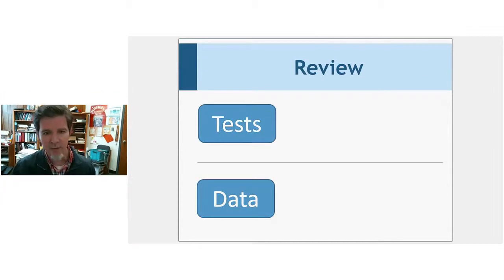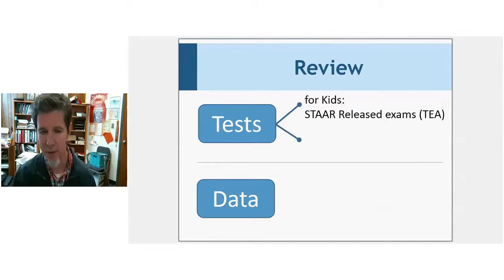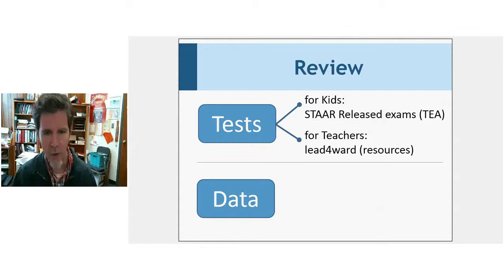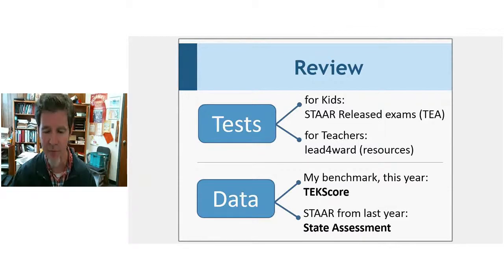I'm going to stop for just a minute and do a little bit of review. If you're looking for the test forms, there's two places you can go. If you want the form that the kids would see, you can go to the TEA website and find those exams there, if you don't already have them. Or if you want that teacher test version, you can go to the Lead Forward website and click on resources and find them there. Also remember that there's two different types of data when you're in DMAC. If you're looking for your benchmark test for this year, you have to go under tech score, and if you want to compare it to the STAAR from last year, you have to go under the State Assessment tab.